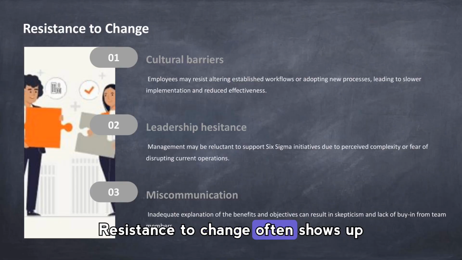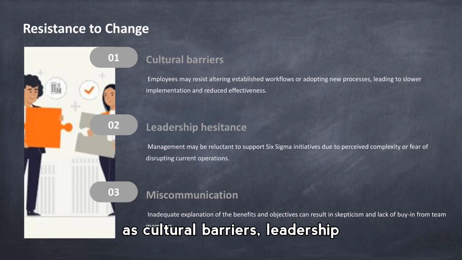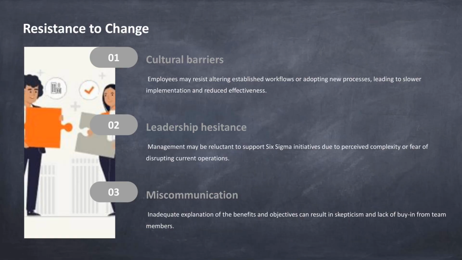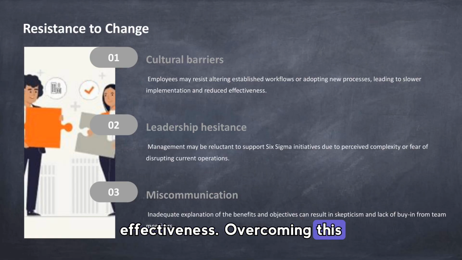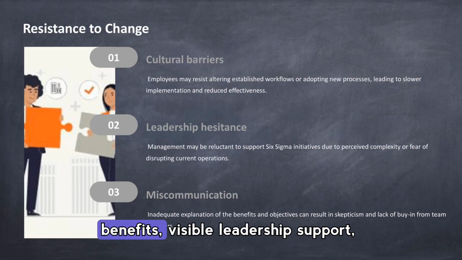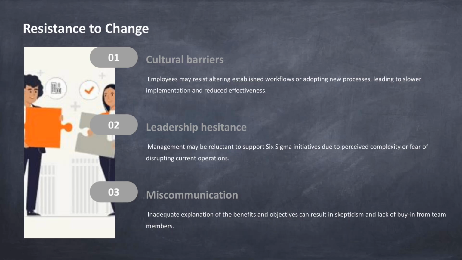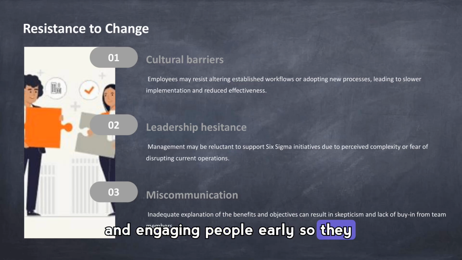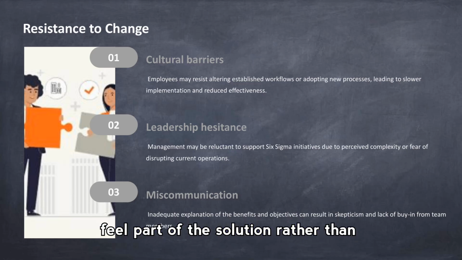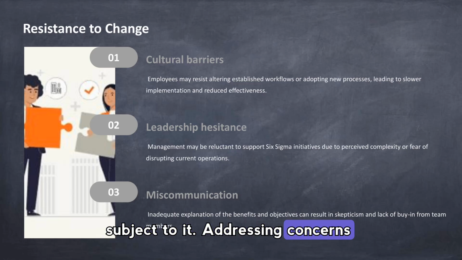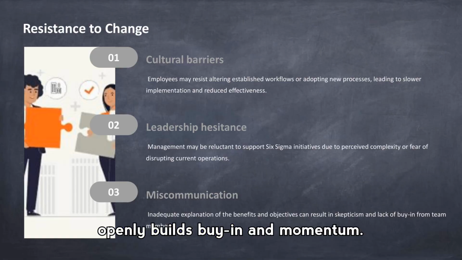Resistance to change often shows up as cultural barriers, leadership hesitation, or poor communication, slowing implementation and reducing effectiveness. Overcoming this requires clear messaging about benefits, visible leadership support, and engaging people early so they feel part of the solution rather than subject to it. Addressing concerns openly builds buy-in and momentum.